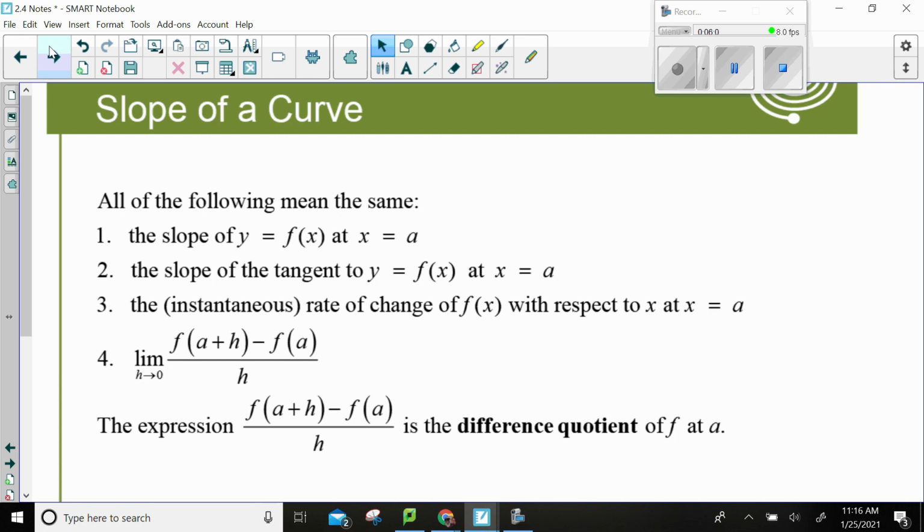So all of the following mean the same. The slope of y equals f(x) at x equals a. The slope of the tangent to y equals f(x) at x equals a. The instantaneous rate of change of f(x) with respect to x at x equals a. The limit as h approaches 0 of (f(a + h) - f(a)) all over h. And remember, this is considered the difference quotient. I have asked for that on certain quizzes this year.